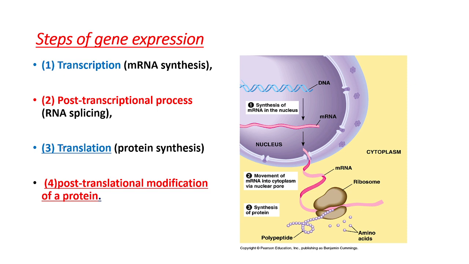And these exons, after getting spliced together, are transcribed and translated into proteins. That comes translation, and then you have the post-translational modifications in the proteins. If you see from the figure, you have DNA, then we have the synthesis of mRNA in the nucleus. The mRNA then moves into the cytoplasm. You have the ribosome, through which the translation of protein occurs.